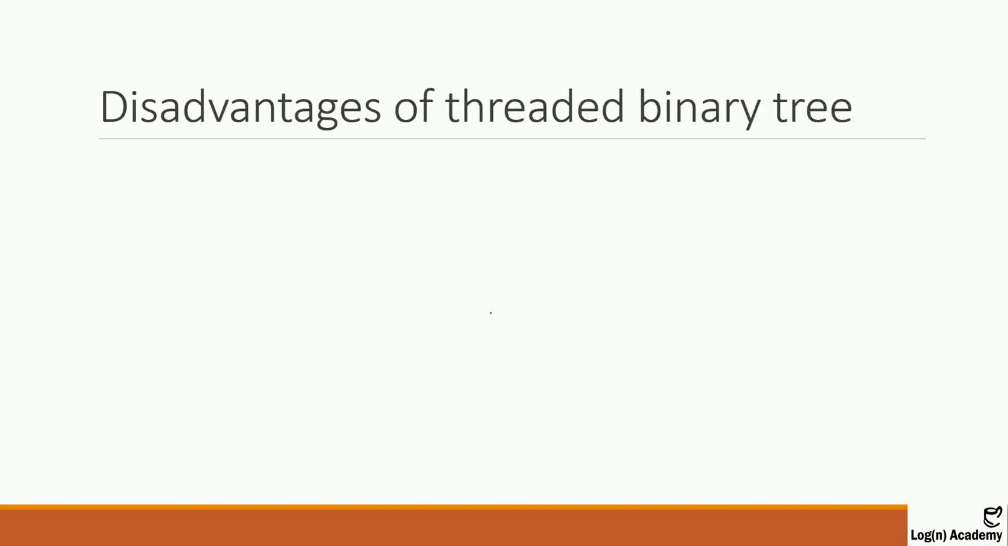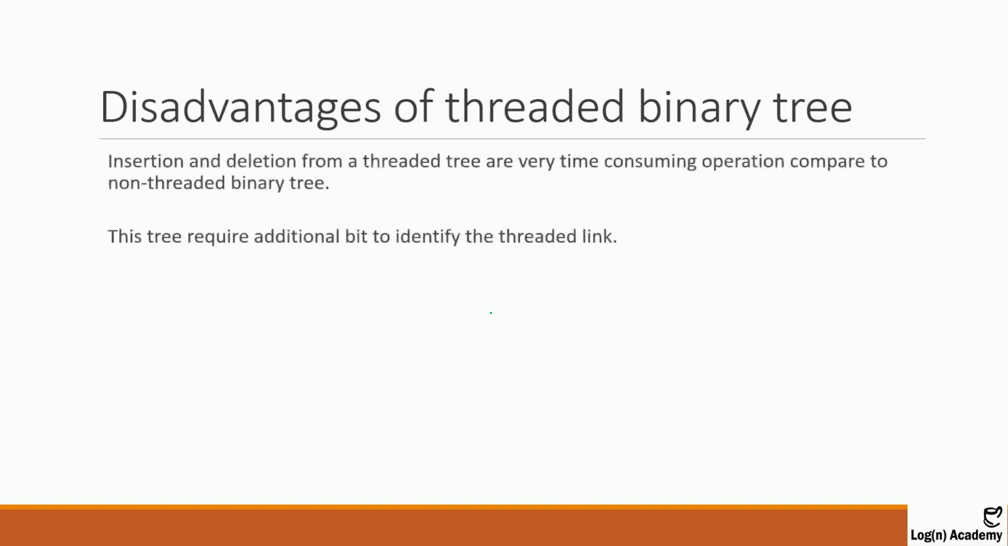Okay, now what are the disadvantages? Do we have any disadvantages? Yes, we do have some disadvantages. Insertion and deletion in a threaded binary tree is very time consuming compared to a non-threaded binary tree. So if we have a threaded binary tree with the threads intact, when you delete, it will be time consuming because we need to take care of the threads also. The tree requires an additional bit to identify the threaded link. The tree also requires the information about the threaded link.